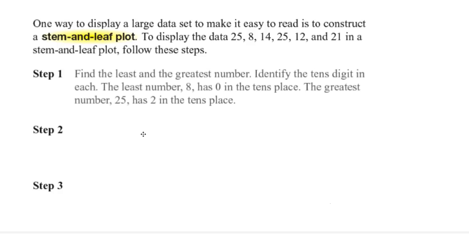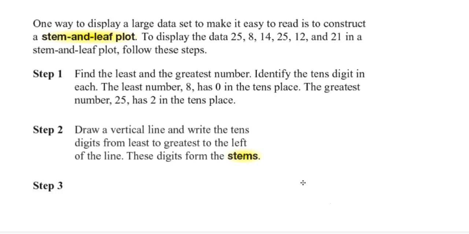First step, find the least and the greatest number. Identify the tens digit in each. The least number is 8, and the greatest number is 25. The least number 8 has 0 in the tens place, and the greatest number 25 has 2 in the tens place. Step number 2, draw a vertical line.